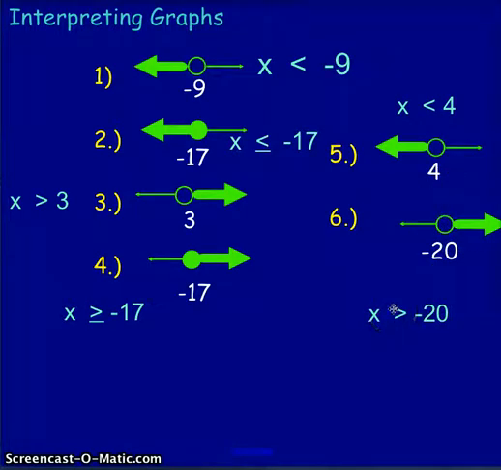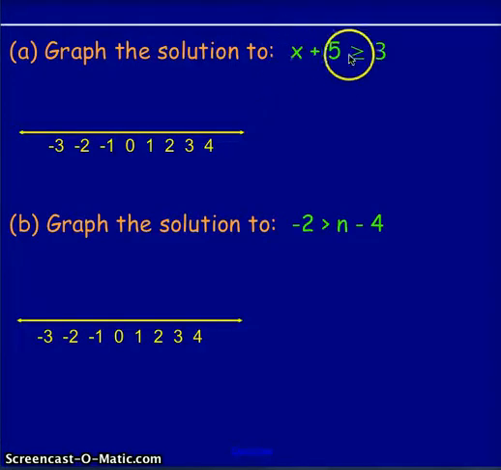Okay, now let's try to solve and graph some of these on our own. Okay, looking at number 1. So x plus 5 is greater than or equal to 3. Well, to solve this, you first want to subtract 5 on both sides, just like a regular equation.